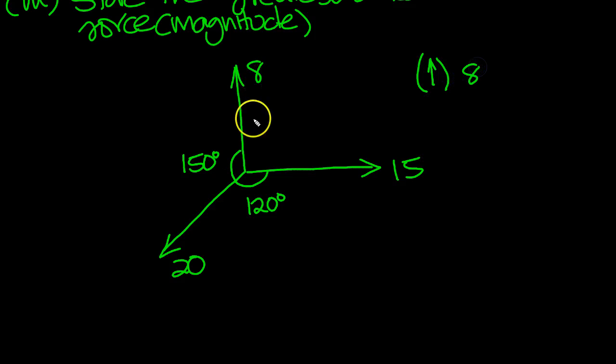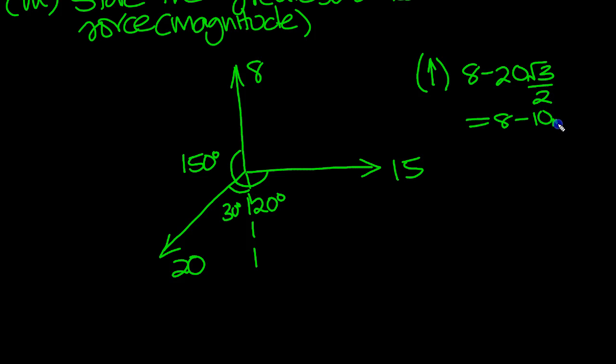We've got 8 minus 20 times the component of this angle here. So I'm just going to put the angle in. This will have to be 30, won't it? Because the whole thing is 120. 20 cos 30. Cosine 30 is root 3 over 2, which gives 8 minus 10 root 3.